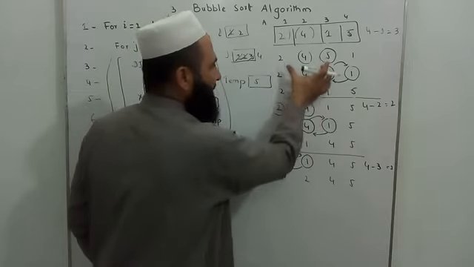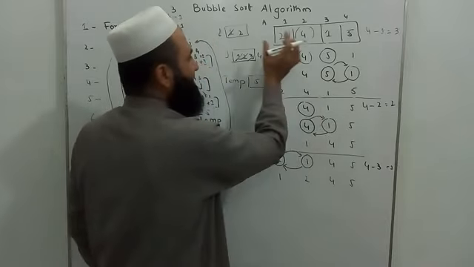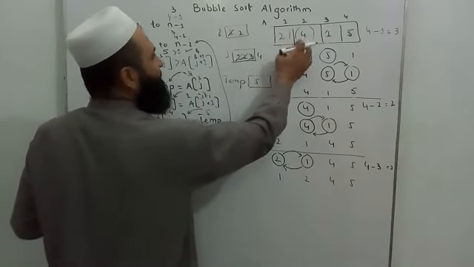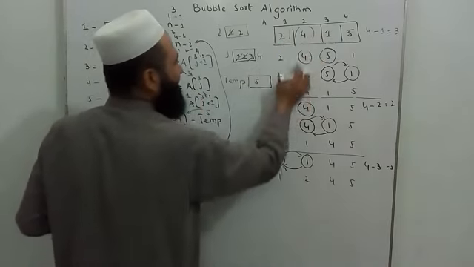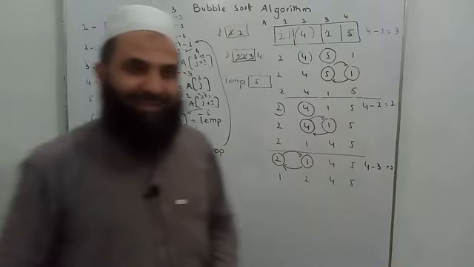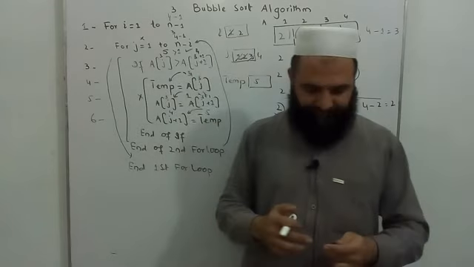Now look, this is the result of our example, 2, 4, 1 and 5, and the algorithm result in this array is 2, 4, 1 and 5. They are exactly the same. It means the algorithm is working.